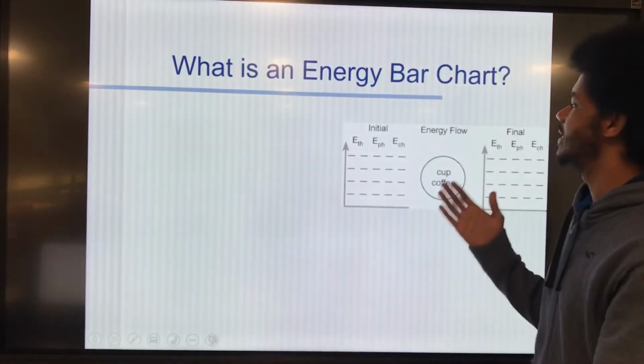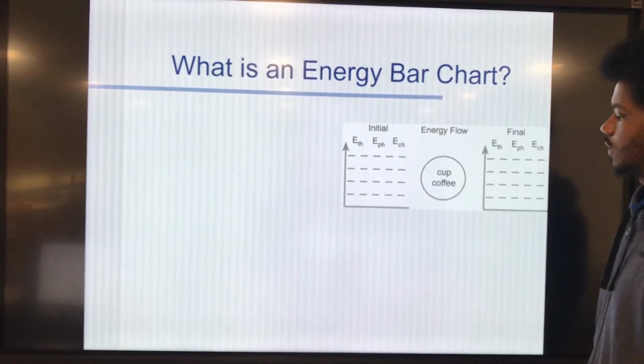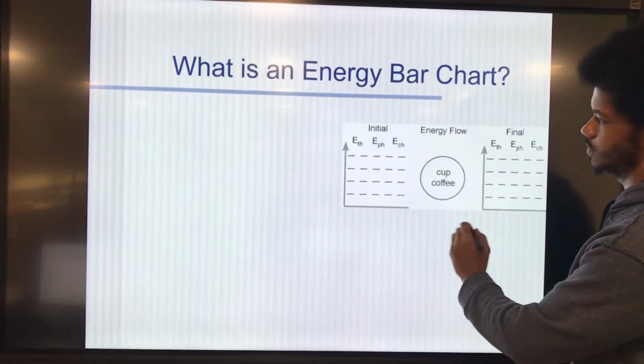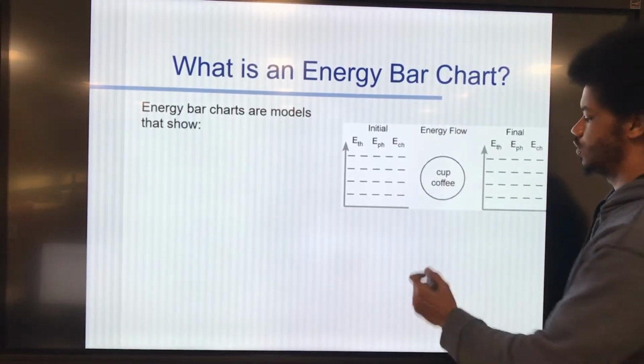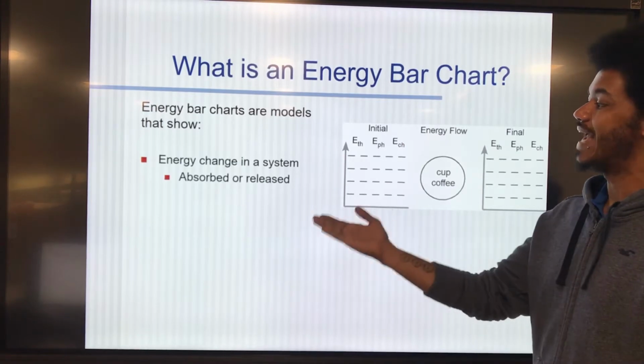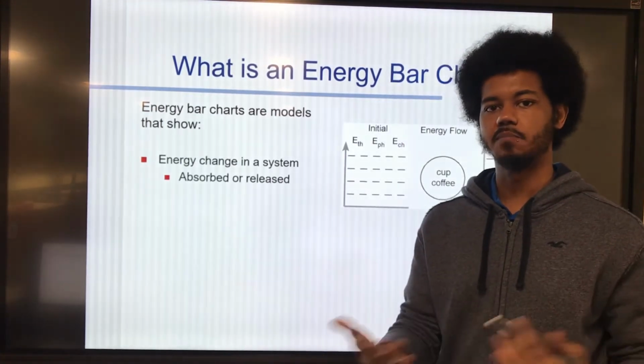So what is an energy bar chart? Well, here is what the general chart is going to look like. These are models. Now, what do they show? They're going to show the energy change in a system. Was the energy absorbed or released by the system?